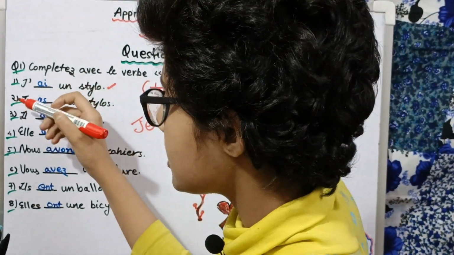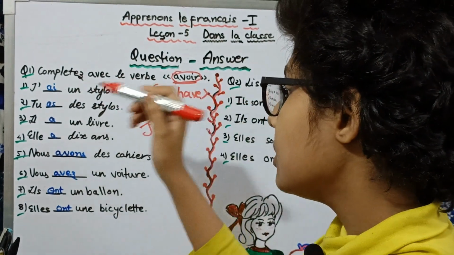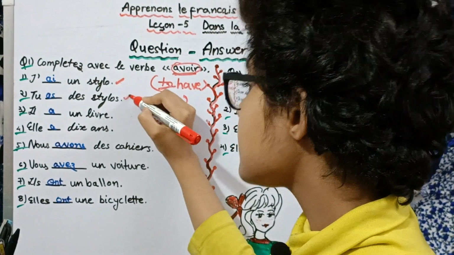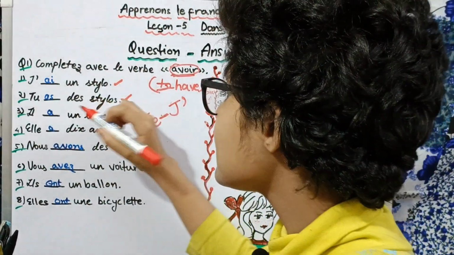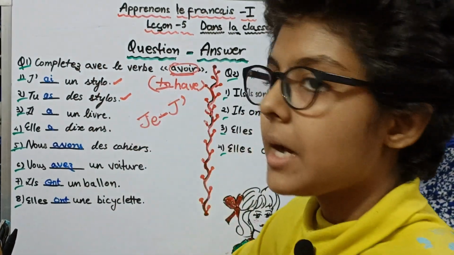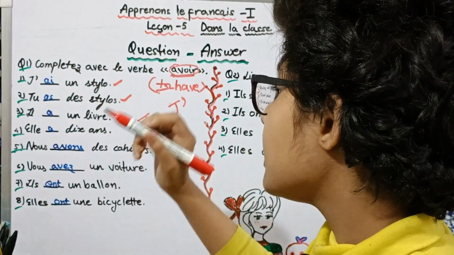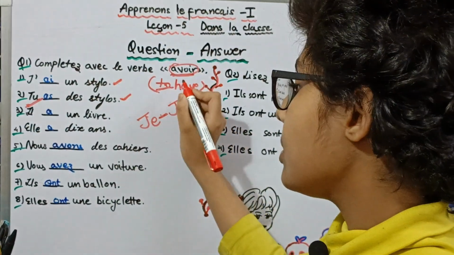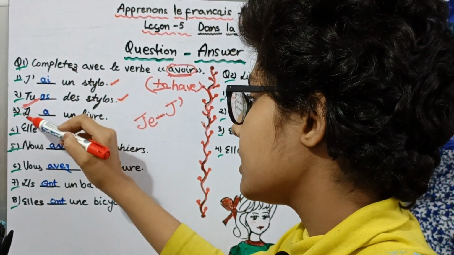So now let us read the second sentence, that is tu dash de stylo, you dash the pens. This is the same sentence, but just the context is different. First I was saying that I have a pen, now I am saying that you have a pen. So therefore the conjugation of avoir for tu will come here. Now let us go on to the next one, that is il a.